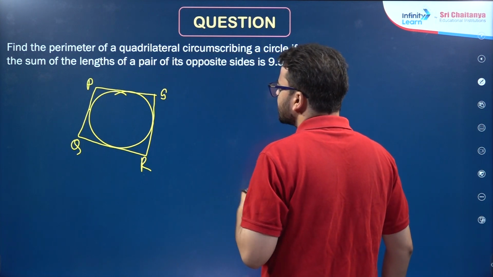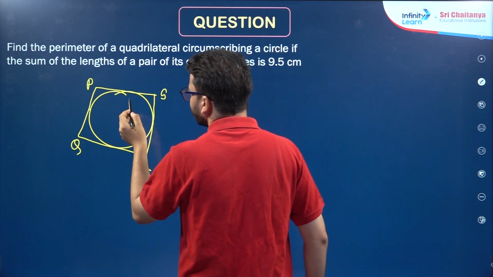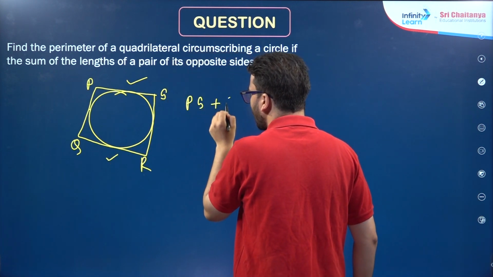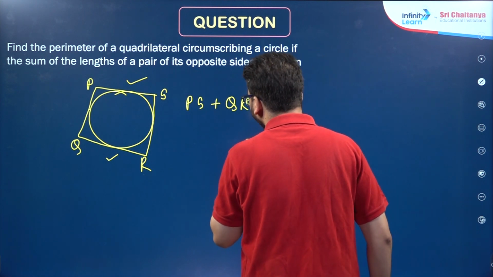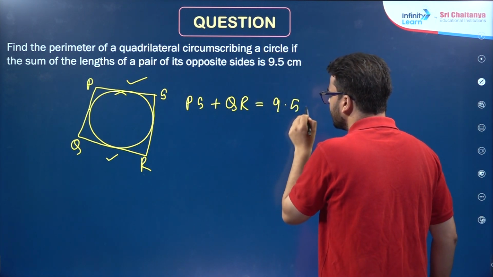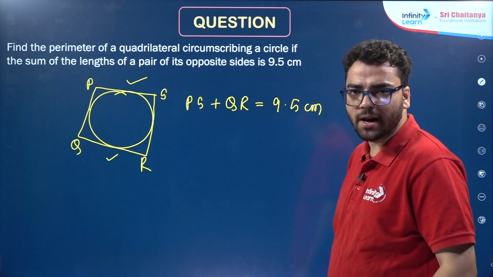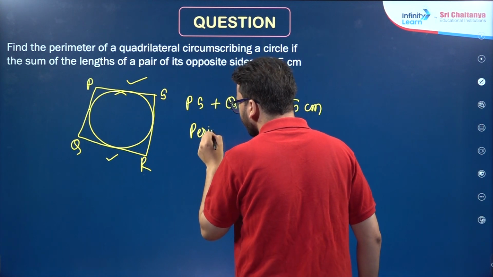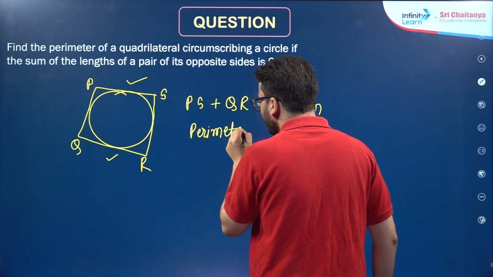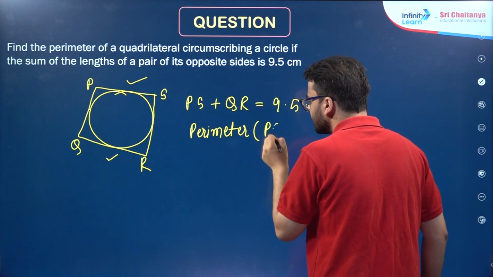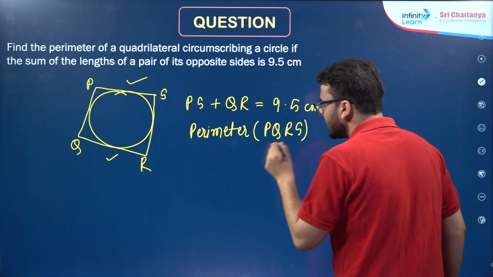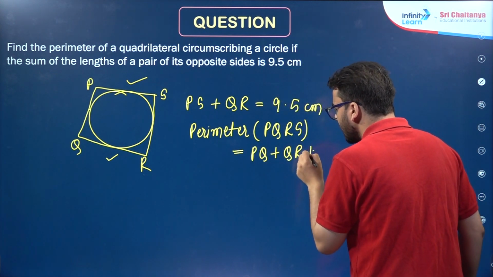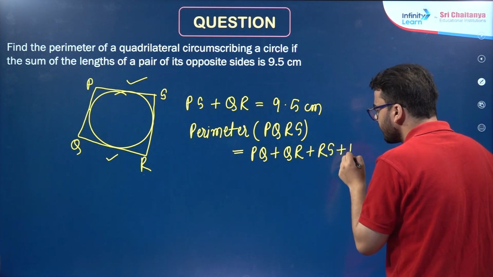Over here, the sum of the lengths of one pair of opposite sides is given. It means suppose this plus this is given. PS plus QR is equal to 9.5 centimeter. So we have to find the perimeter of this quadrilateral. That's very simple. Perimeter of this quadrilateral PQRS is nothing but PQ plus QR plus RS plus PS.